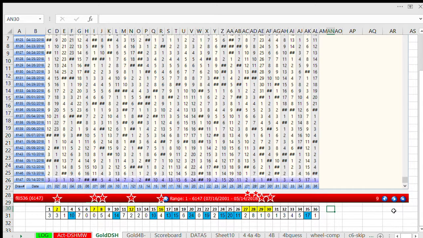I think one of the first things you want to do is print out chart 4. This is the drawing sense hit chart. You can see here it's Florida 5 of 36, and this is the range 1 to 6,147, where the last drawing is the 14th of May.